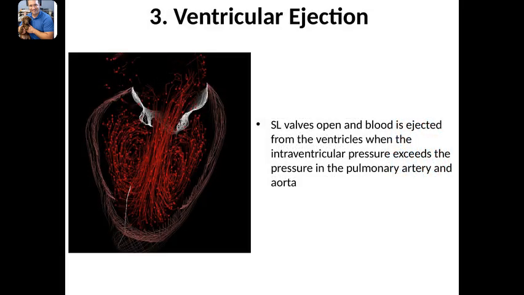Step 3 is called ventricular ejection. If you look at this computer-generated model, you can see the myocardium and the valves and all this blood that is within the heart. Each one of those little swirls or lines is the pathway of blood. So you can see that all that blood is being ejected, almost like a volcano spewing its contents very powerfully.